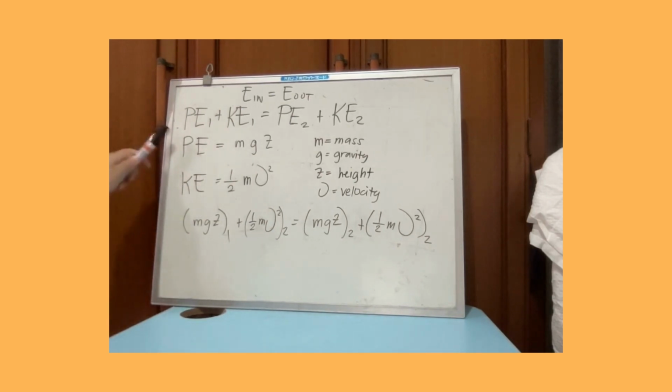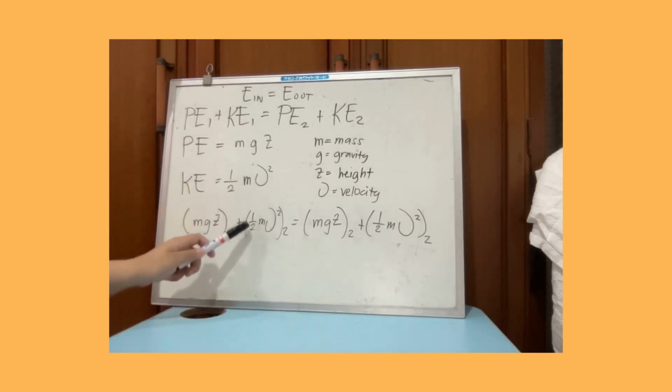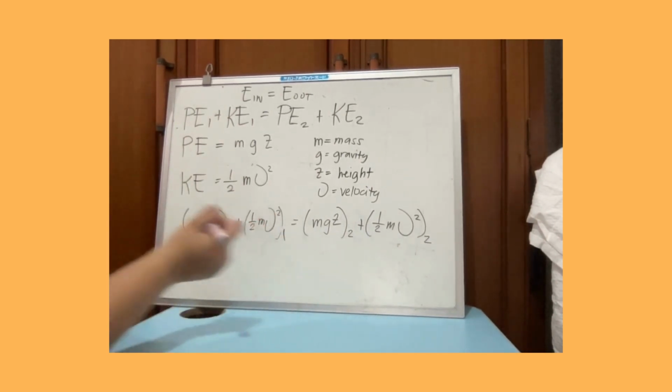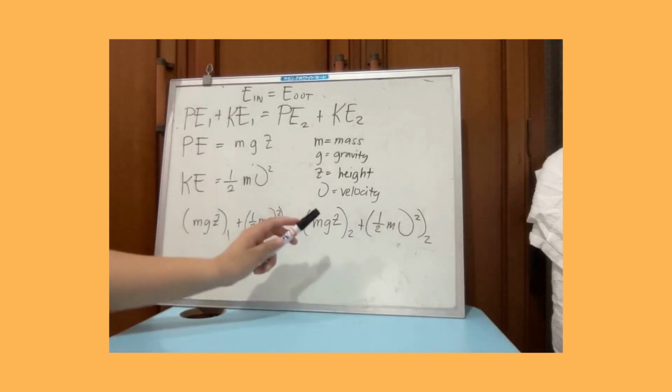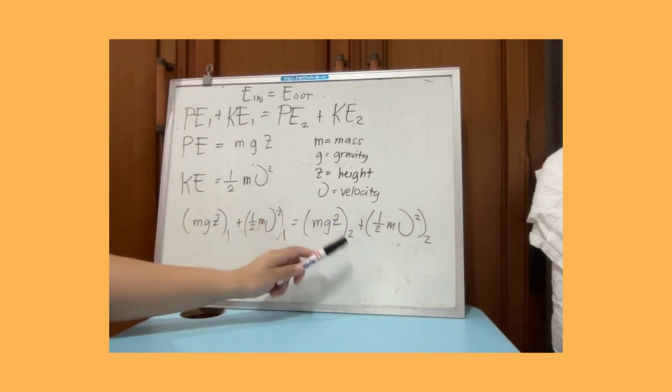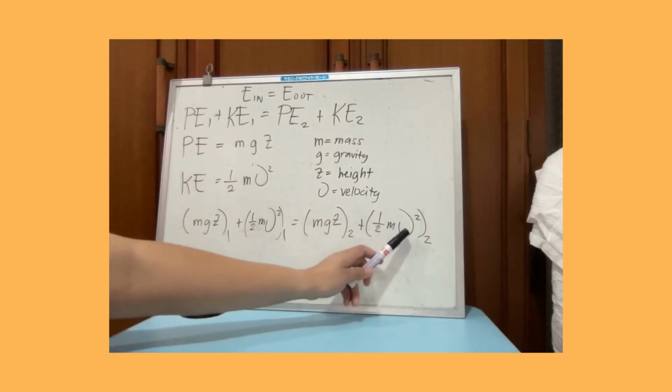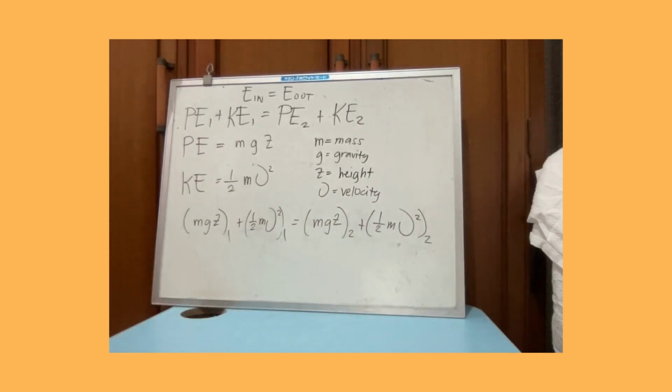Kung gagamitin natin itong dalawang formula na ito sa conservation of energy, ang makakalabasan niya is mass times gravity times height sub 1 plus 1/2 mass speed squared sub 1 is equal to mass times gravity times height sub 2 plus 1/2 times mass times speed squared sub 2.